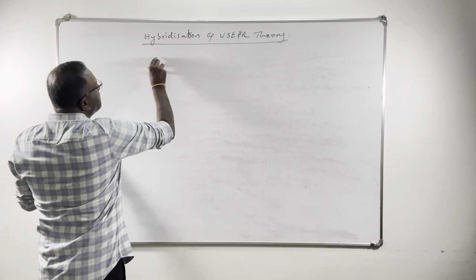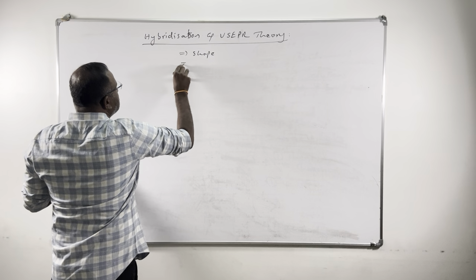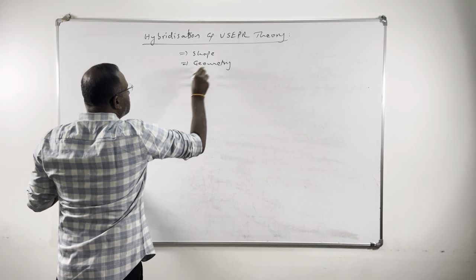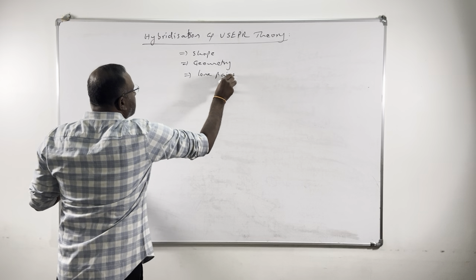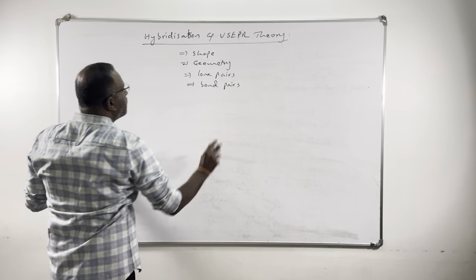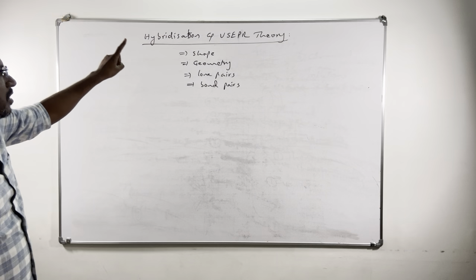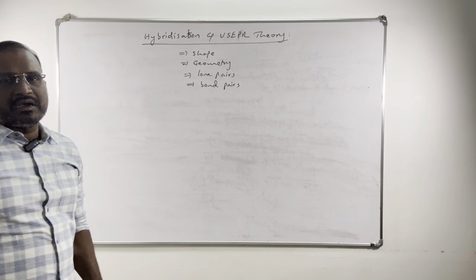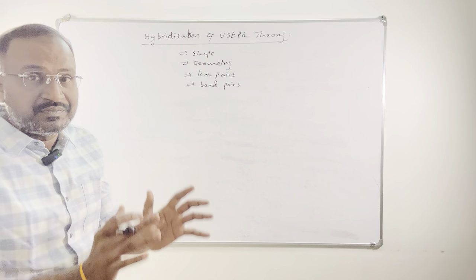In this we can identify the shape of the molecule, the geometry of the molecule, and the lone pairs and bond pairs. We can identify all these things from both the hybridization and VSEPR theory concepts. VSEPR is valence electron pair repulsion theory.